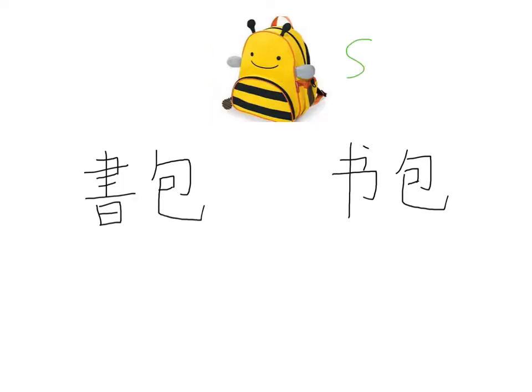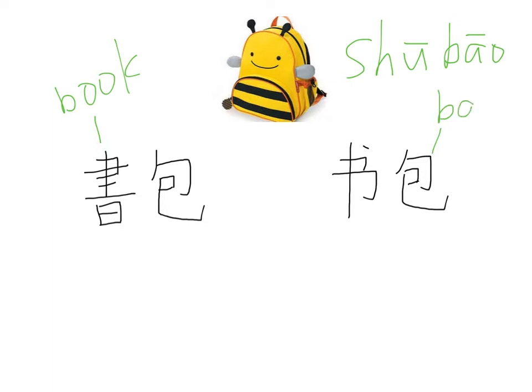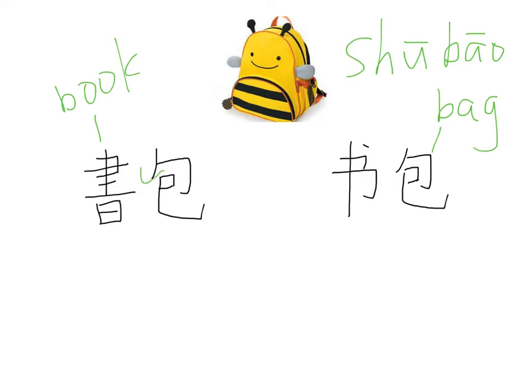书包, backpack. 书是 book 的意思，包是 bag. Bags are used to carry something, to wrap things around. So if you want to look at the character, there could be two parts to this 包 character, and these two parts, they are wrapping each other around.